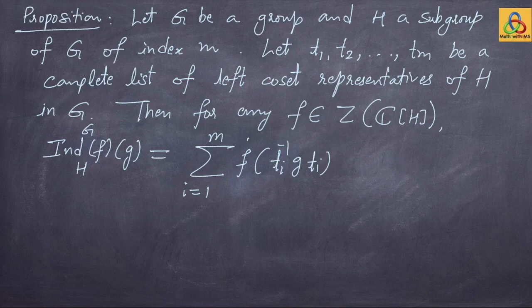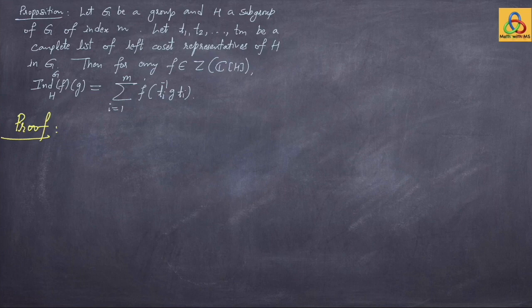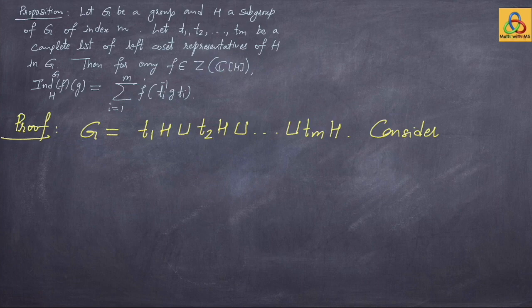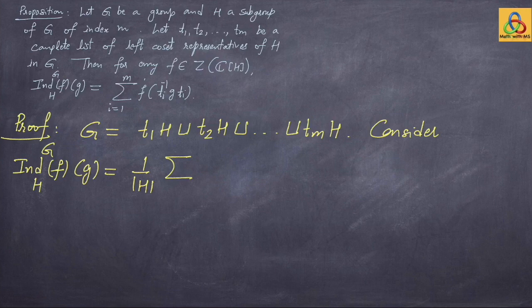Proof. So you see, t1, t2, tm are the coset representatives of H in G, and every group G is a union of cosets of its subgroups, right? So therefore, G is a disjoint union of t1H, disjoint union t2H, and so on, tmH. Consider the induction of f from the subgroup H to the group G and acting on this group element g. Write down the formula. So that is 1 by order of the subgroup H, summation, you run x in the group G and then consider f dot of x inverse g x, right?